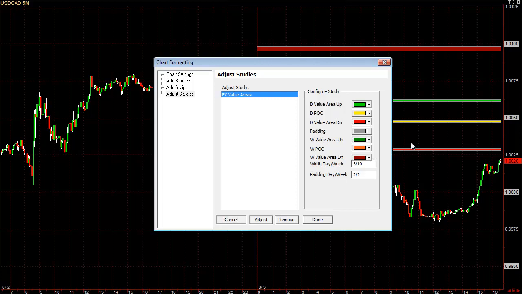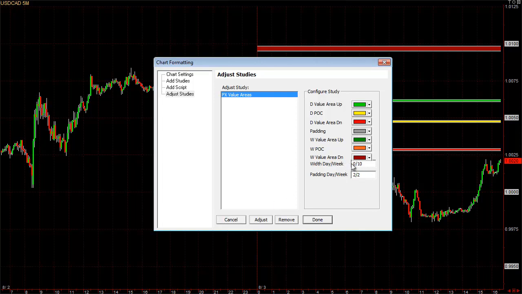The padding color, which gets put above and below the color, and then the weekly value area up, point of control, and down. This is how many pixels wide the daily and weekly is. If you do not want to see the daily on your chart, if you only want to see the weekly for some reason, put 0. And then this is the padding. How many pixels above and below the color to put the gray padding.